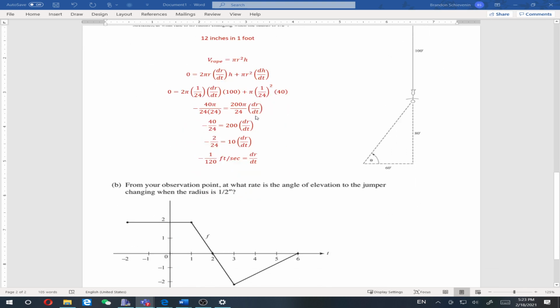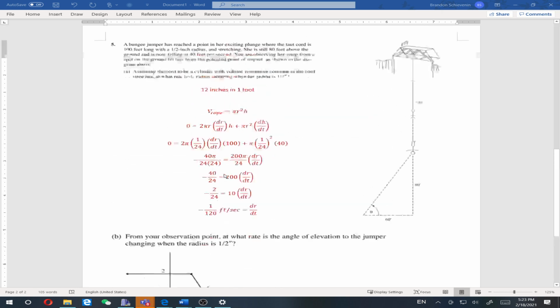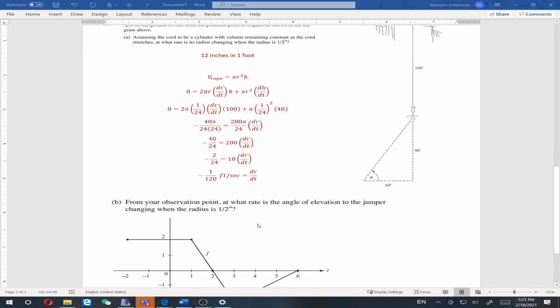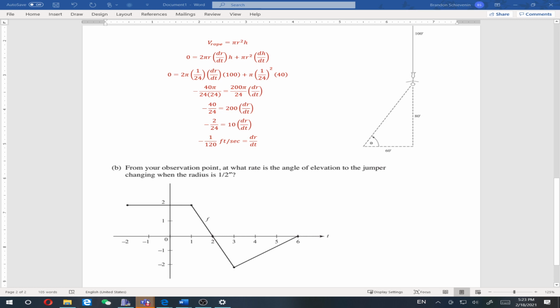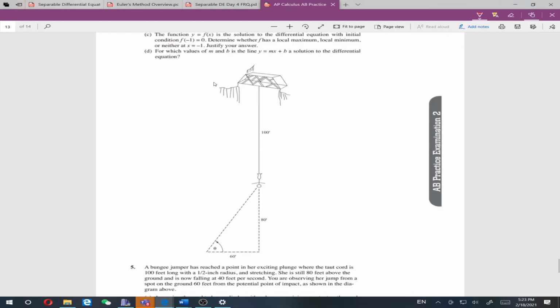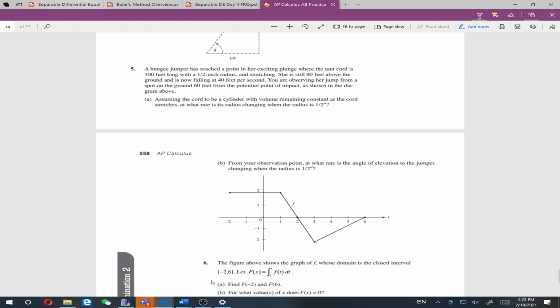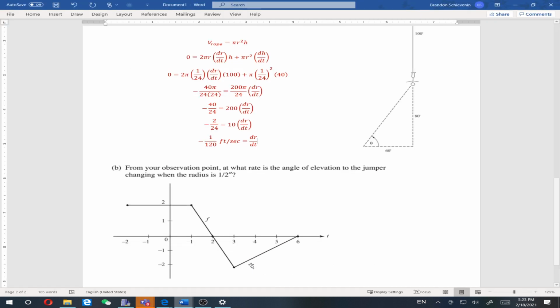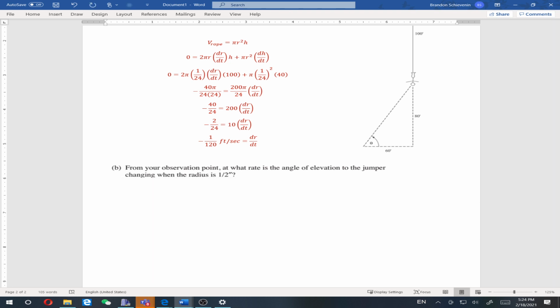From our observation point, I want to know at what rate the angle of elevation to the jumper is changing when the radius is half an inch. So they've got F and T, but they haven't actually defined F. I think I maybe copied a picture from the next problem. I'm going to double check. I did. Okay, so this graph has nothing to do with the problem. That's why I'm so confused. Sorry about that. So, at what rate is the angle of elevation to the jumper changing when the radius is 1/2?